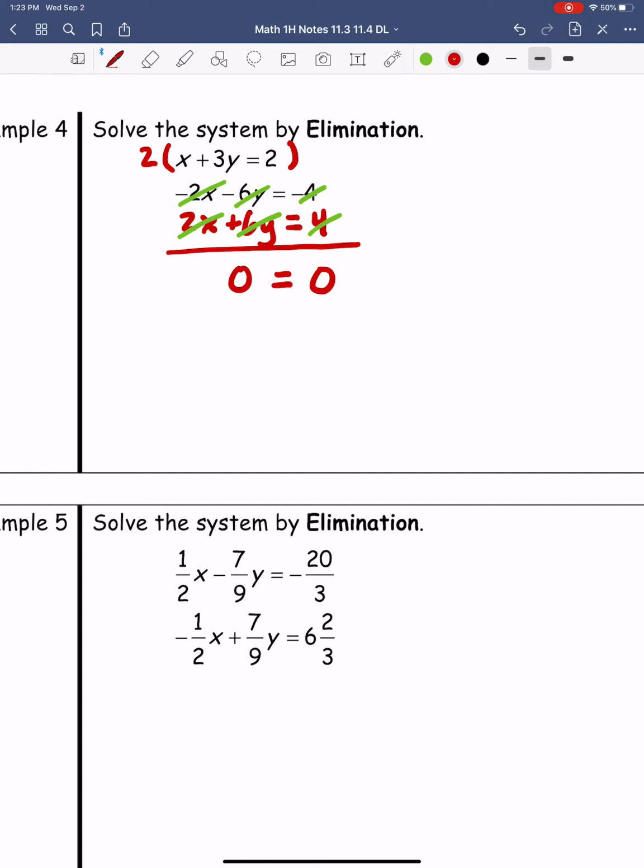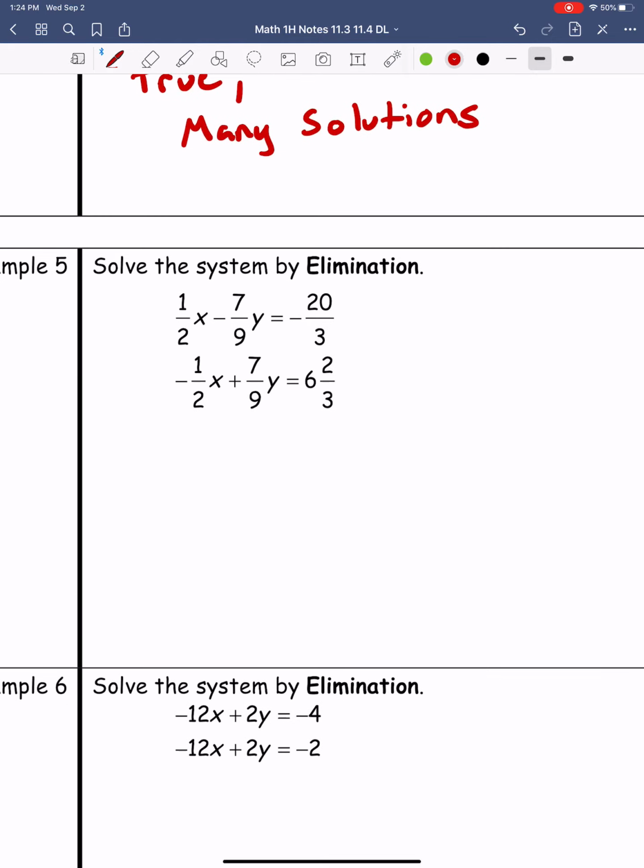And you remember, if all the variables get canceled, then there are two options. Okay, you can either have no solution, or you can have many solutions. For this one, we have a true statement, right? 0 does equal 0, which means we have infinitely many solutions. And hopefully you remember, if you were to graph that, that means these two lines would just be laying on top of each other.